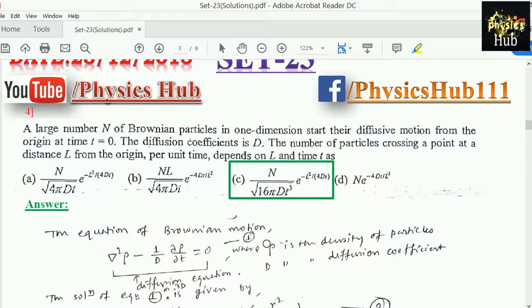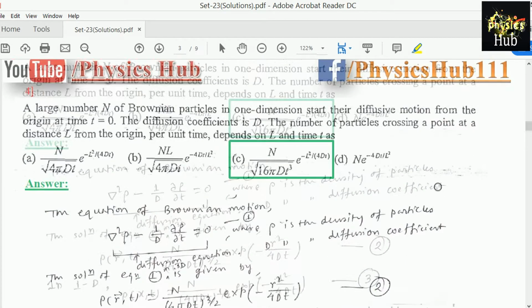Moving on, question number 4. A large number n of Brownian particles in one dimension start their diffusive motion from the origin at a time t equals 0. The diffusion coefficient is D. The number of particles crossing a point at a distance l from the origin per unit time depends on l and t.